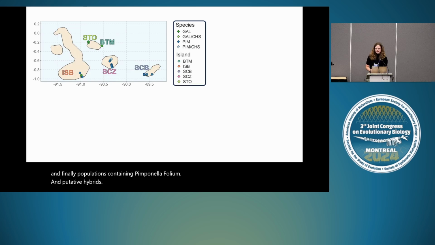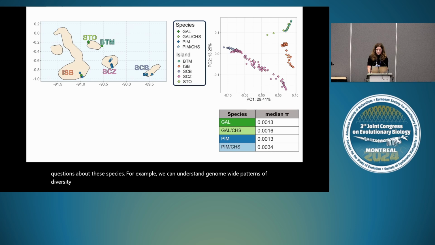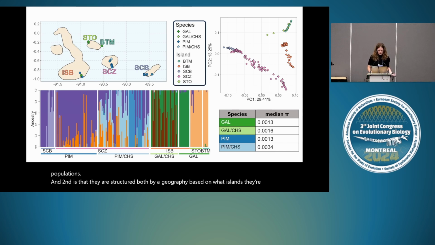With these genomic data sampled at the population level, we can address a number of questions about these species. For example, we can understand genome-wide patterns of diversity, and we can also perform a number of population genomic analyses to look at genetic structure. These aren't the focus of my talk, but I just wanted to note some key context about this system. First, all species harbor low genetic diversity, regardless of whether they are endemic or invasive. And of course, there's slightly elevated diversity in hybrid populations. Second, they're structured both by geography, based on what island they're located on, as well as species identity.